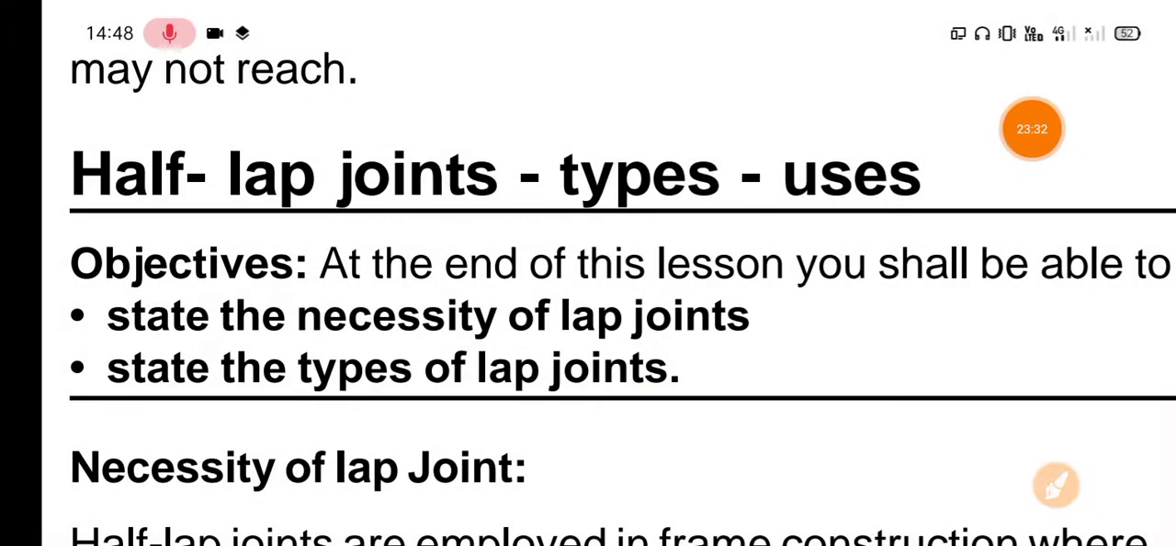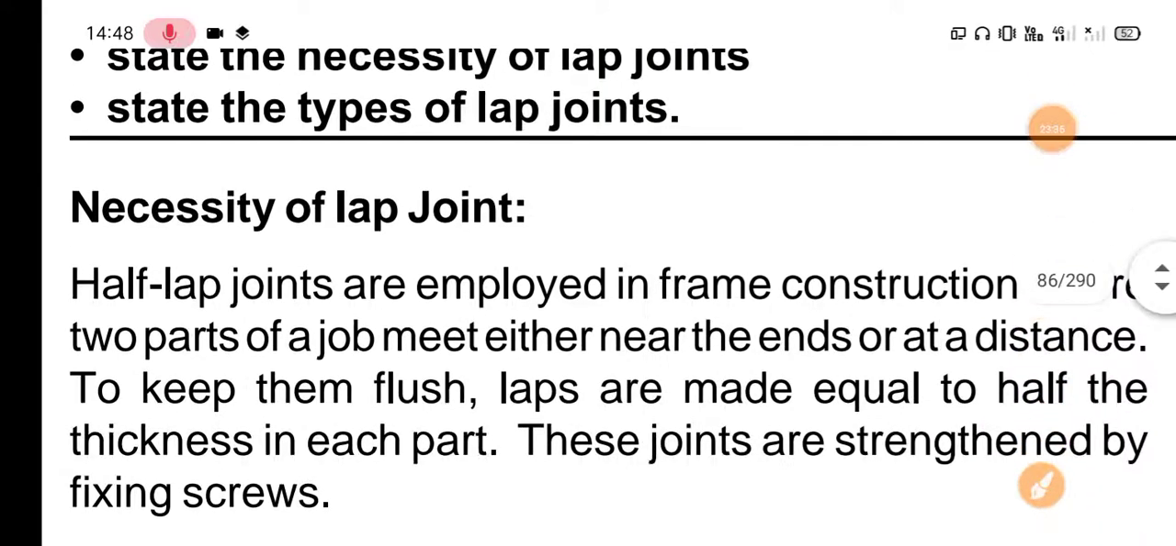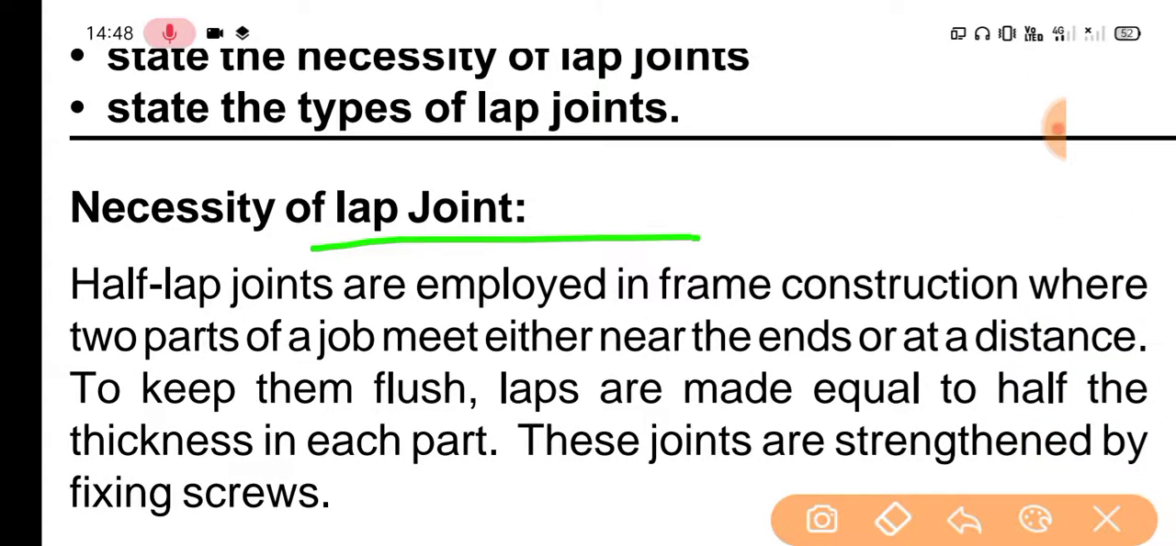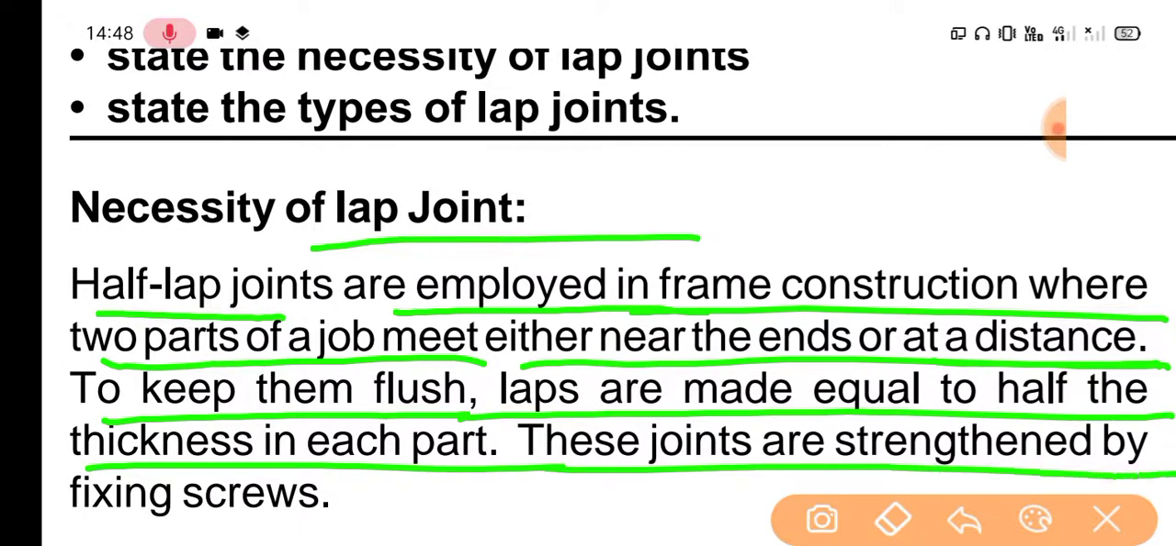Half lap joint, types and uses. Necessity of lap joint: half lap joints are employed in frame construction where two parts of a job meet either near the ends or at a distance. To keep them flush, laps are made equal to half the thickness of each part. These joints are strengthened by fixing screws.